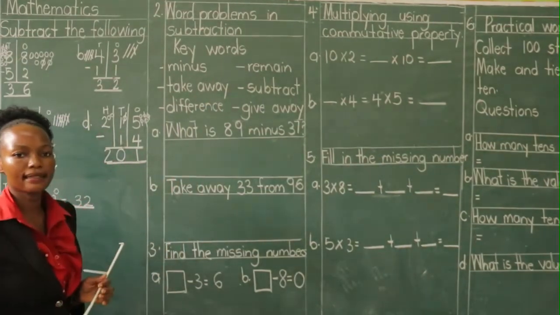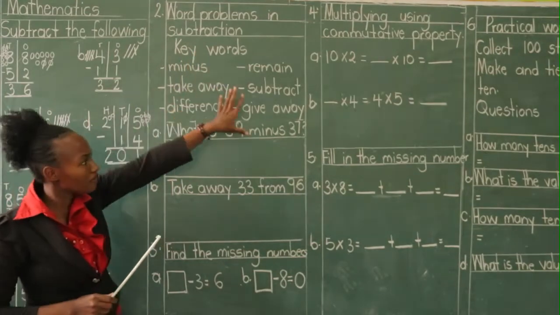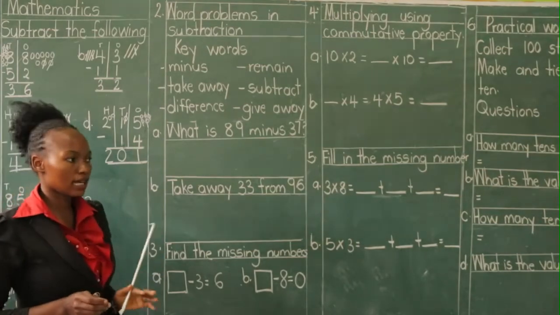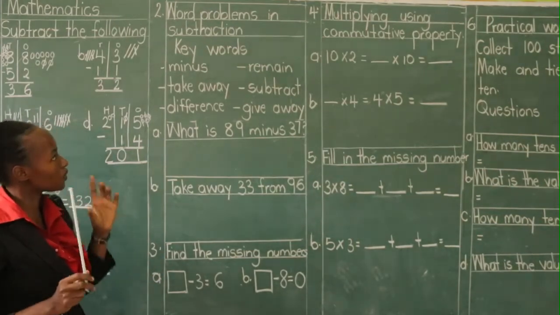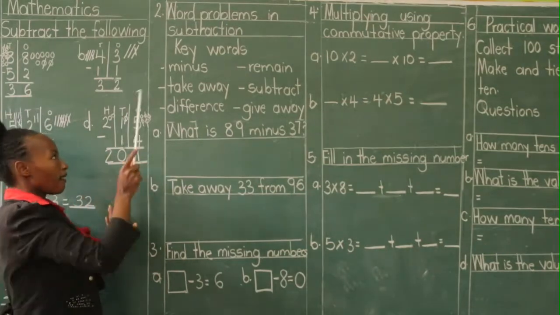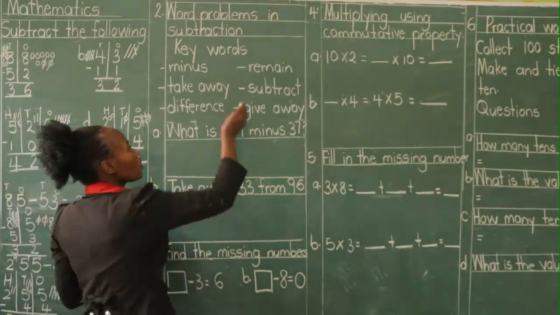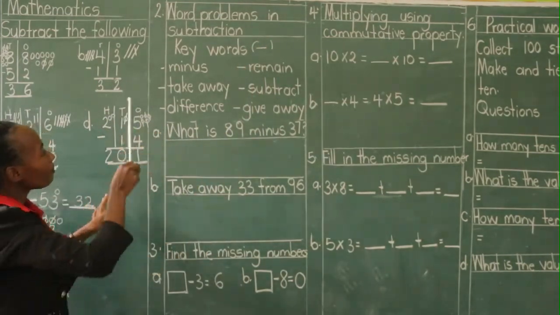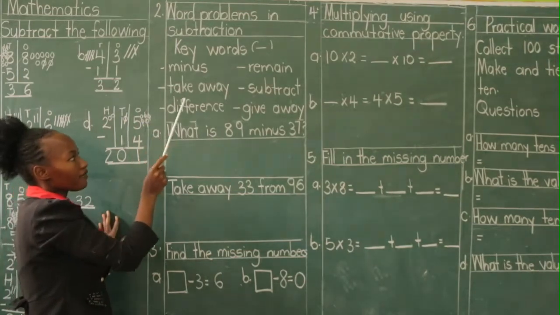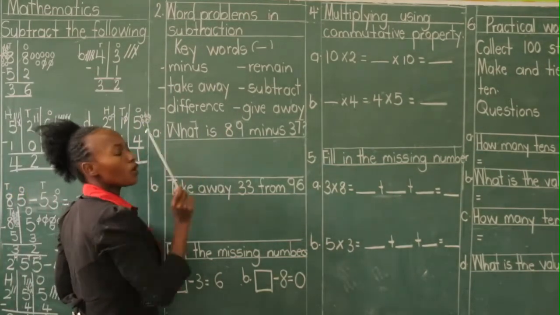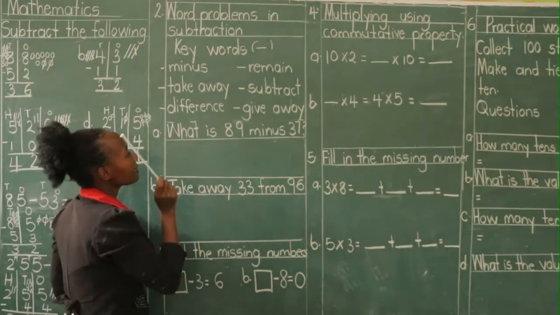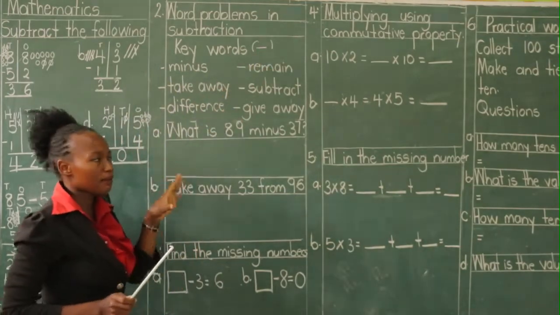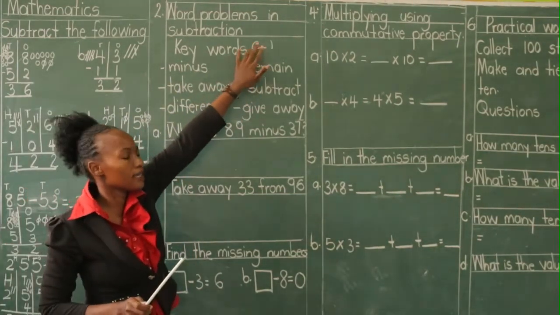Before we look at some of the examples, we have some of the key words. Whenever I find such a word, you just get to know that I'm going to subtract. And these are some of the words: minus, they all take this symbol for subtraction, that minus sign. Half, minus, take away, difference, remain, or you can say remainder, subtract, give away. They all carry this sign. Wherever I find them as keywords, you have to use this symbol.